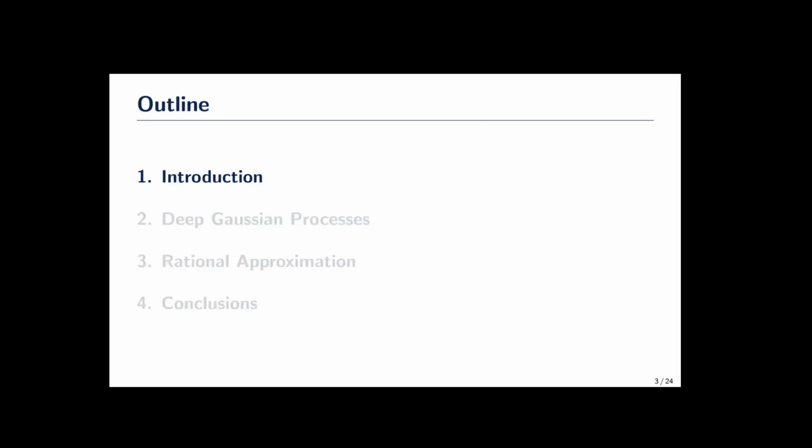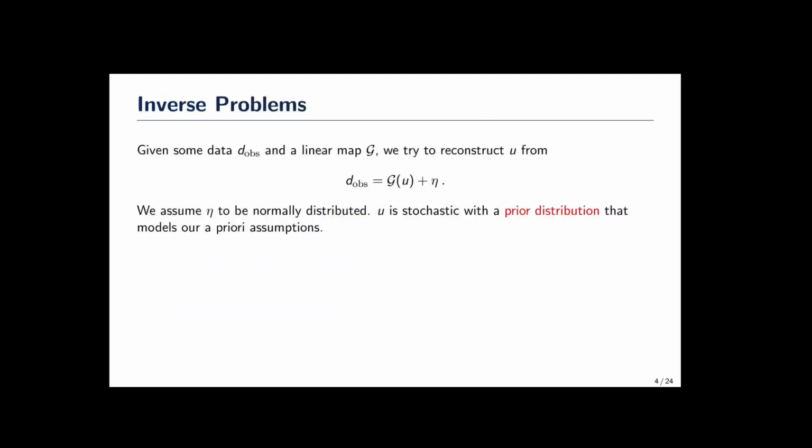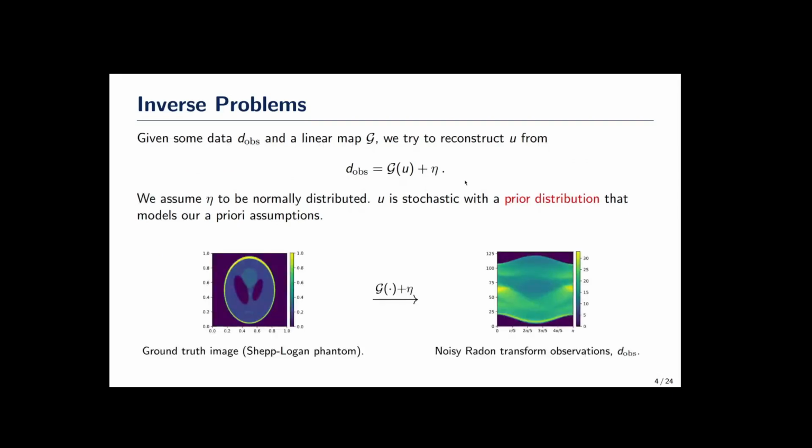So to jump straight in, we aim to solve an inverse problem. I assume you're probably all quite familiar with this. The main points here are just that we have a linear map that transforms our quantity u that we would like to know, and we unfortunately can only observe it through this linear map. And our observations are then also polluted by normally distributed noise, denoted by eta here.